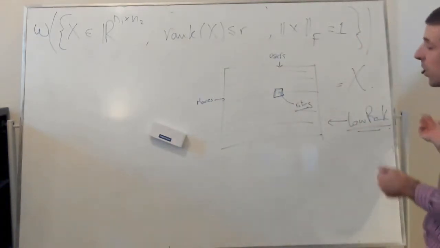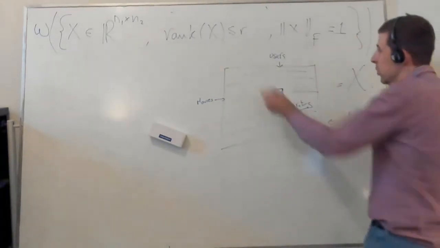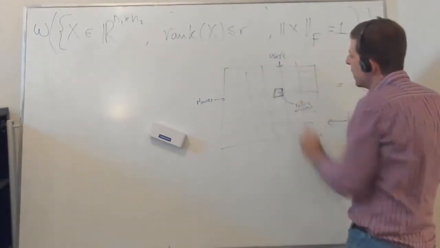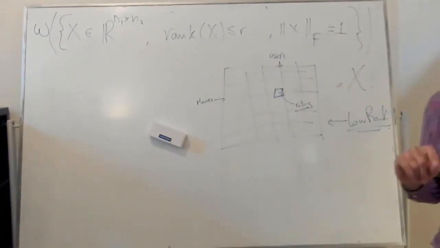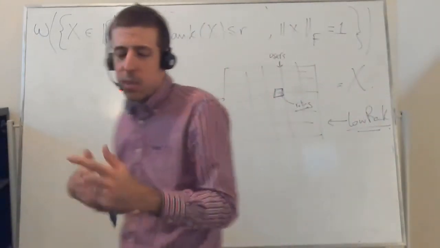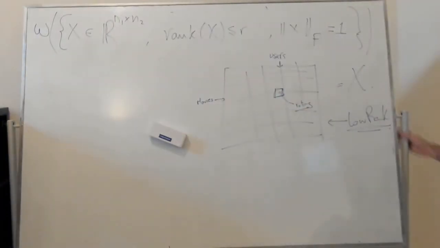Or maybe there are not that many different types of users, right? Maybe there's like 10 different types of users. Maybe they really like thrillers, or they really like, you know, comedies or whatnot. And every user is sort of a linear combination of them, right? So that's the modeling assumption.